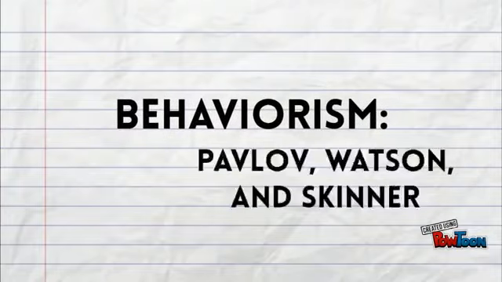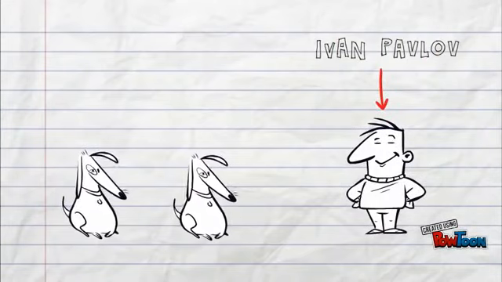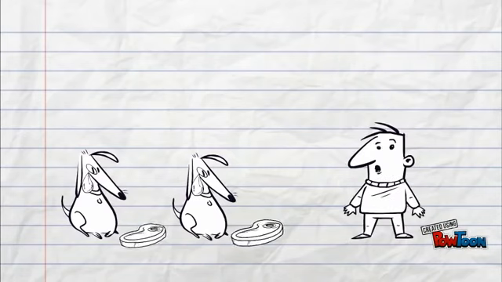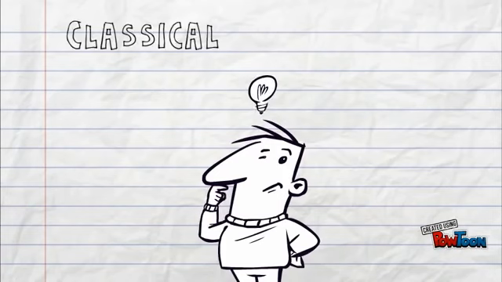Let's talk about behaviorism. We begin in late 19th century Russia, where scientist Ivan Pavlov lived with his dogs. Whenever Pavlov would bring the dogs their food, they would salivate. One day he walked into the room without food and was shocked to see that the dogs were still drooling in anticipation. What Pavlov had accidentally discovered was the concept of classical conditioning.